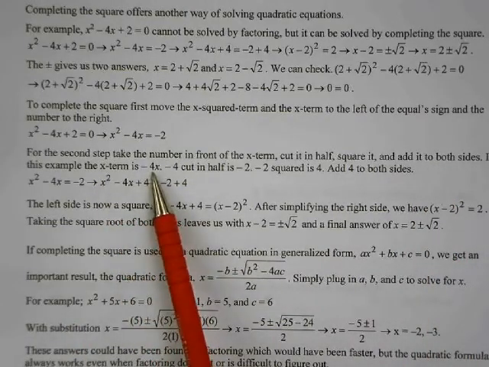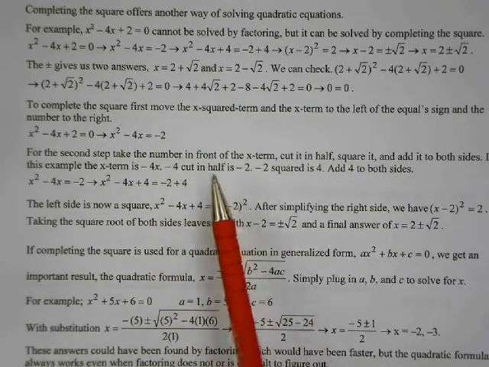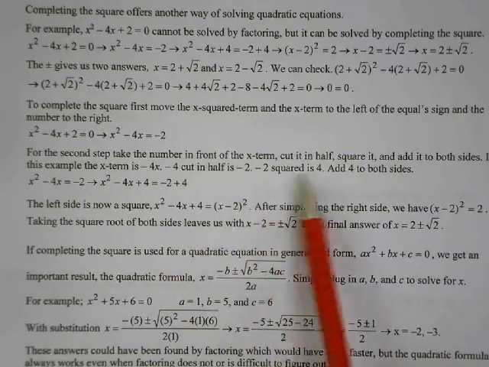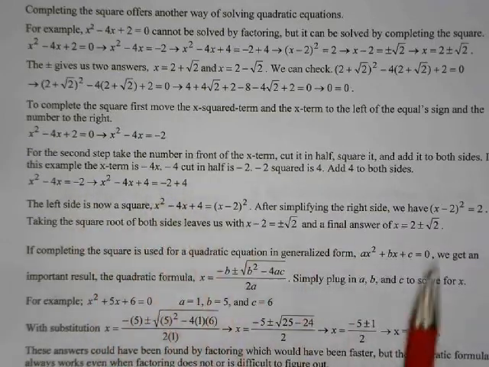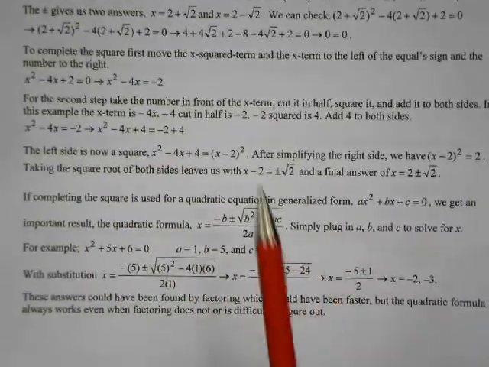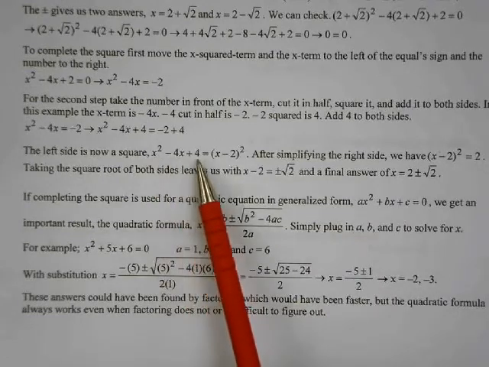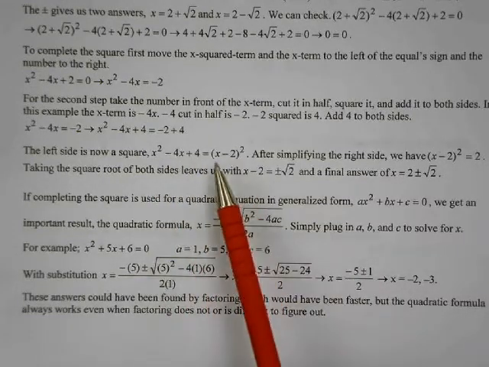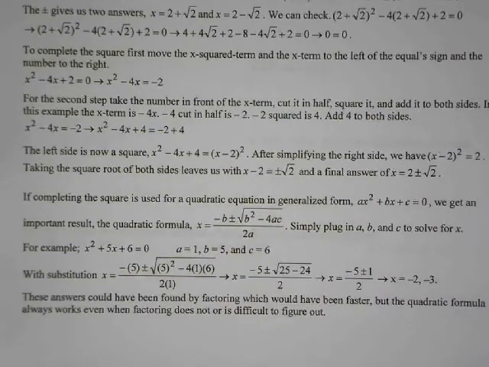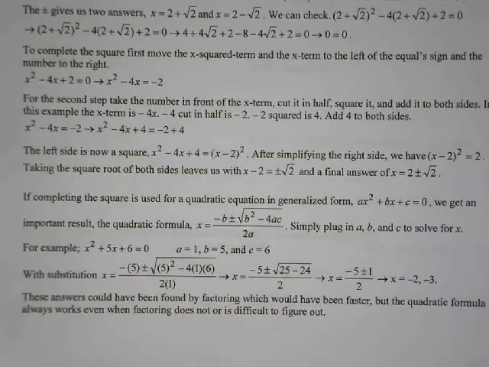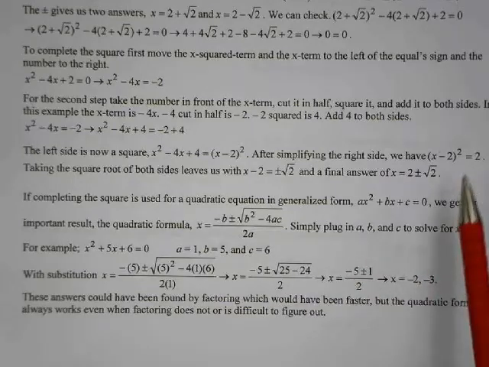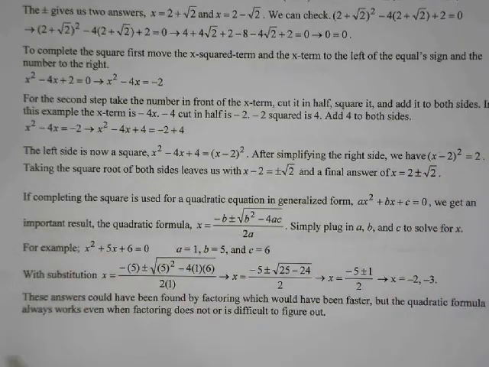The negative 4 was cut in half, which is negative 2. Negative 2 squared is 4. We added 4 to both sides. The left side is now a square. X squared minus 4x plus 4 equals x minus 2 squared. If you took x minus 2 times x minus 2, this is what you would get. And then after simplifying the right side, which had the negative 2 plus 4, we ended up with this, and then we take the square root of both sides.